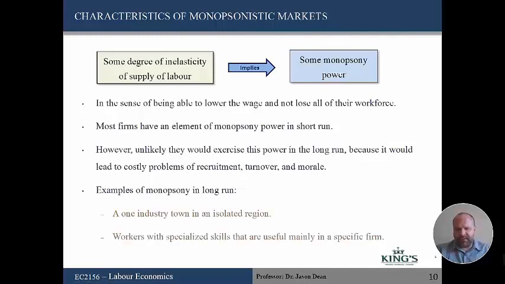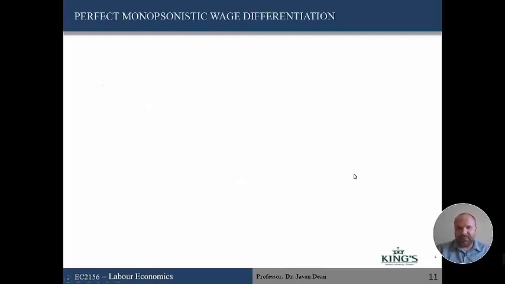It's not competing with anyone else for labor in that area. You could also think of a labor market where workers have specialized skills, very specialized, that are only useful at a specific firm. And in that case, they would face an upward sloping labor supply curve based on workers with those specified skills.